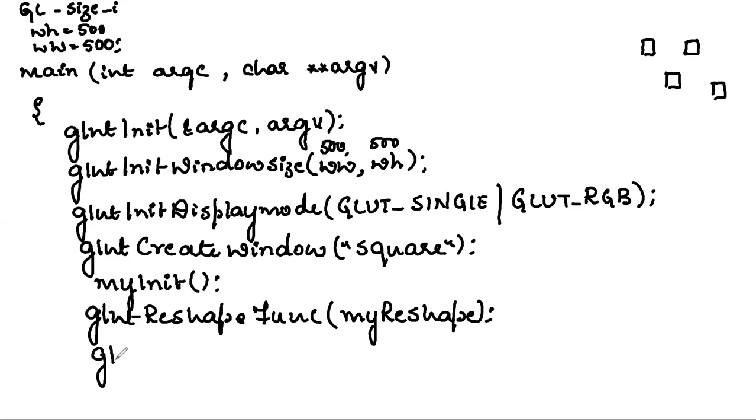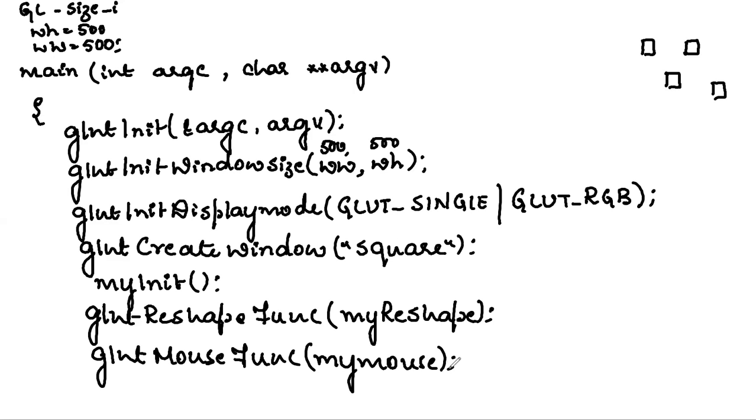So we will write it as glutMouseFunc, and this will take one more argument. Let us call it myMouse. Remember, all of these are user defined functions.